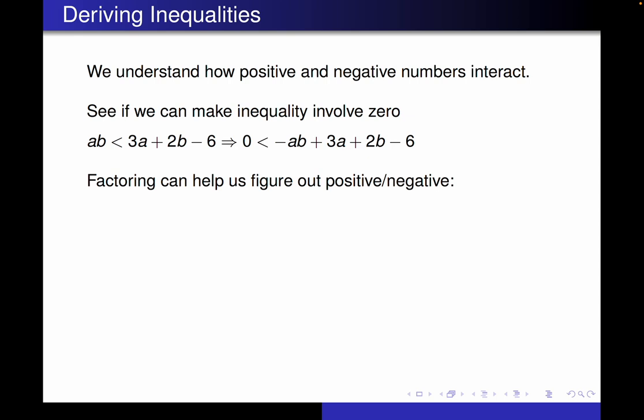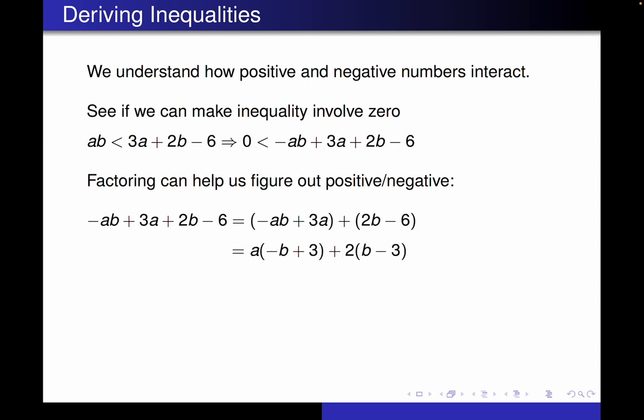Well, one thing that can help us figure out whether a number is positive or negative is trying to factor it, right? So if we try to factor this, it looks like maybe we can group the first two terms together and the last two terms together, and then factor an a out of the first one and a 2 out of the second one. And then if we factor a negative out of that negative b plus 3, we get negative a times b minus 3. Then we can factor out a b minus 3, and we've factored it into b minus 3 times negative a plus 2. And so if we know the sign of b minus 3 and the sign of negative a plus 2, we know how the multiplication works. We can figure out whether it's positive or negative.